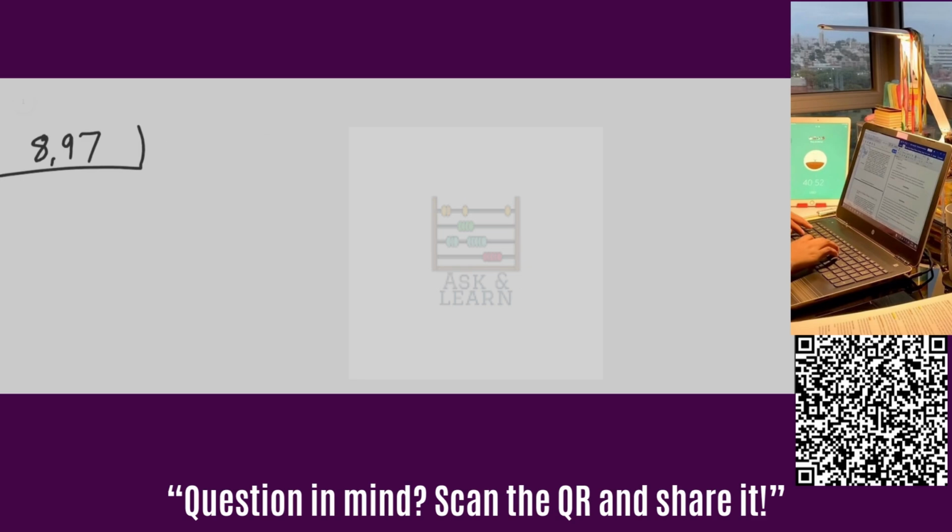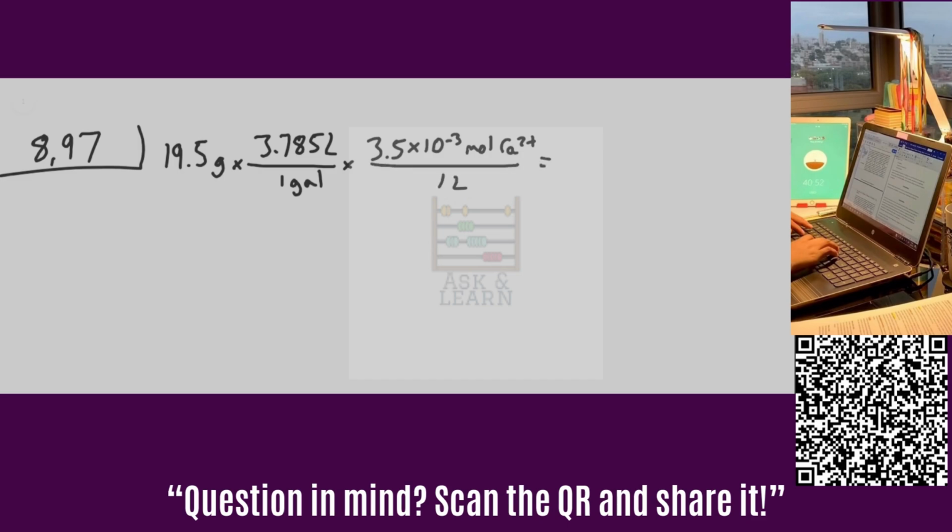So first, we're given 19.5 gallons, so we can convert that to liters. 19.5 gallons is the load of wash. So we know that there's 3.785 liters per 1 gallon. And the concentration of calcium, which we're given, is 3.5 times 10 to the negative 3 moles of calcium 2 plus per 1 liter. And so from this we get moles of calcium, which is 0.258 moles of calcium in a typical load of laundry or washer machine at this size.